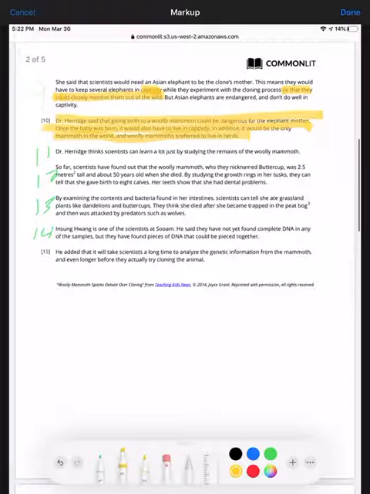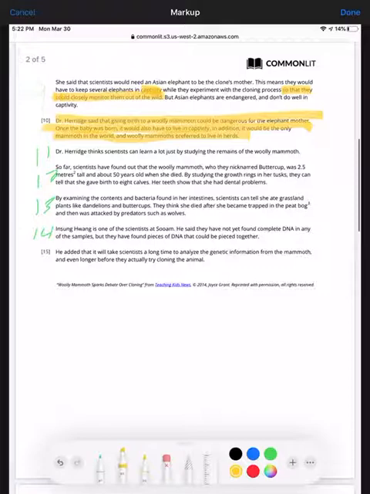Wanted to make sure I have this highlighted. Dr. Harridge thinks scientists can learn a lot by studying the remains of the woolly mammoth. So far, scientists have found out that the woolly mammoth, who they nicknamed Buttercup, was 2.5 meters tall and about 50 years old when she died.